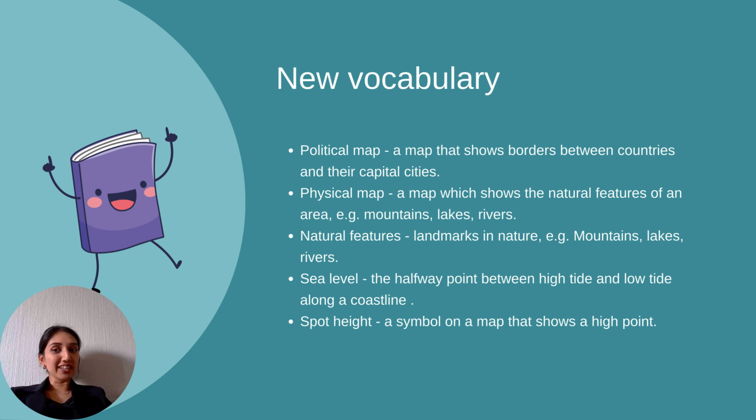New vocabulary we'll be learning. Political map, a map that shows borders between countries and their capital cities. Physical map, a map which shows the natural features of an area. Example, mountains, lakes, rivers. Natural features are landmarks in nature. For example, mountains, lakes, and rivers. Sea level is the halfway point between high tide and low tide along a coastline. Spot height is a symbol on a map that shows a high point.